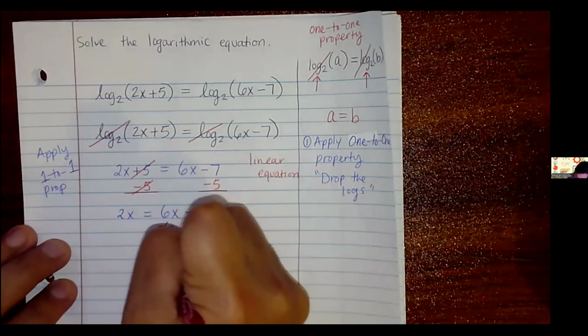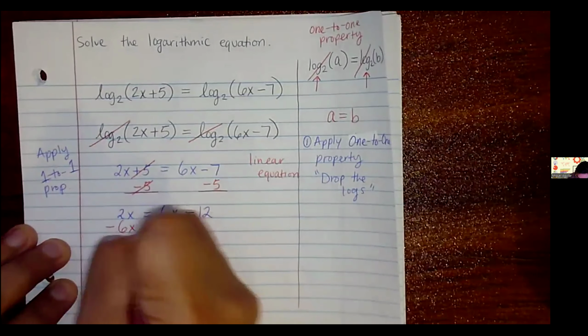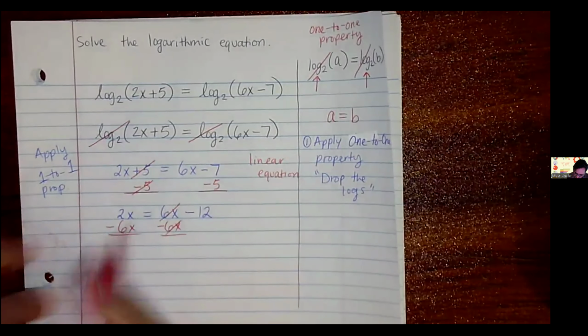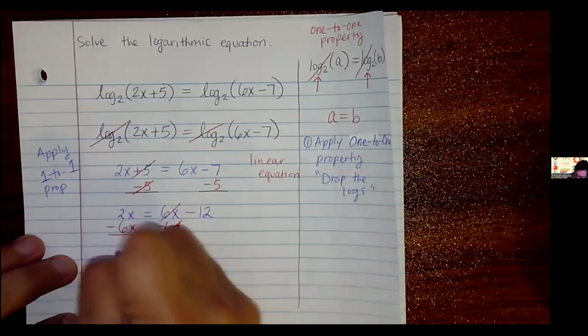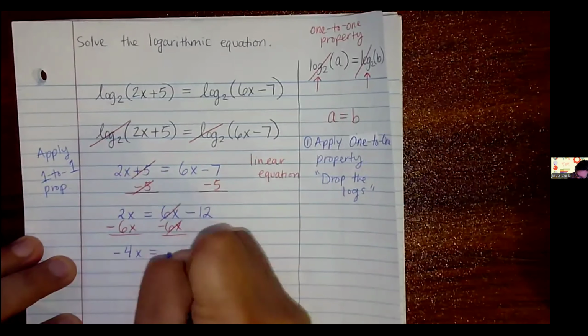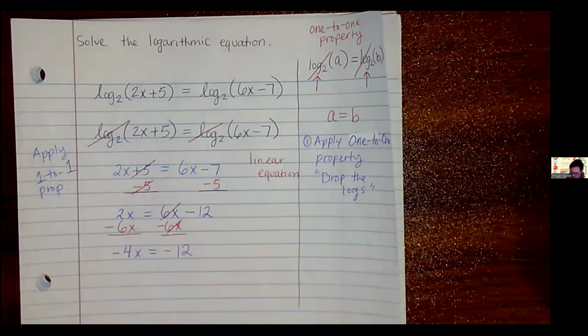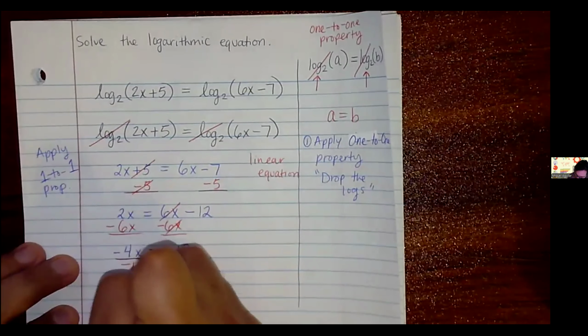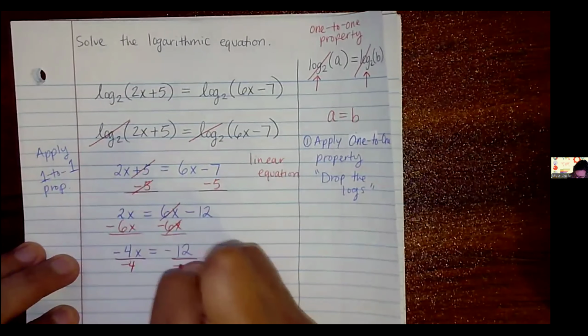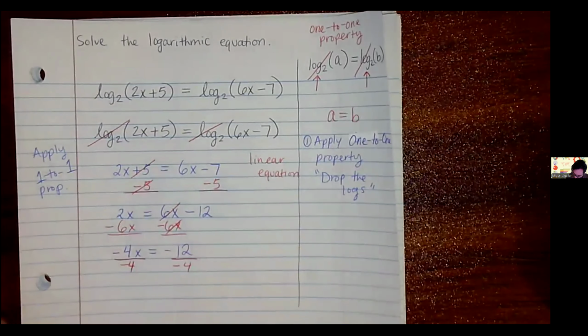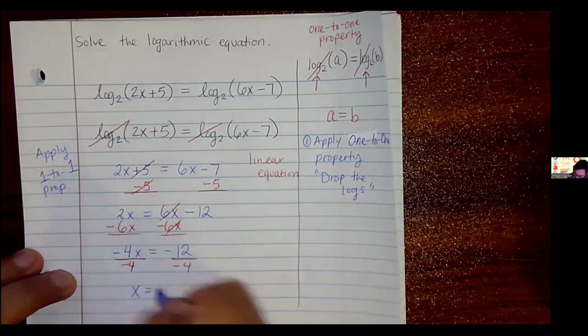I'm going to subtract the 6x over here to cancel out the 6x's. I'm now going to have -4x is equal to -12. And then finally, I will divide by -4 on both sides so that I have x is equal to +3.